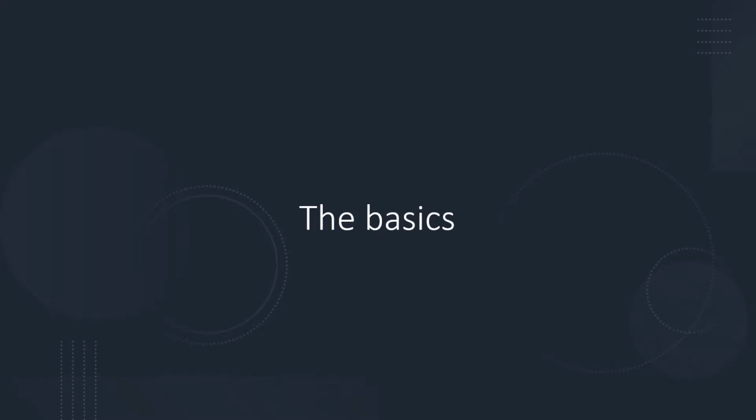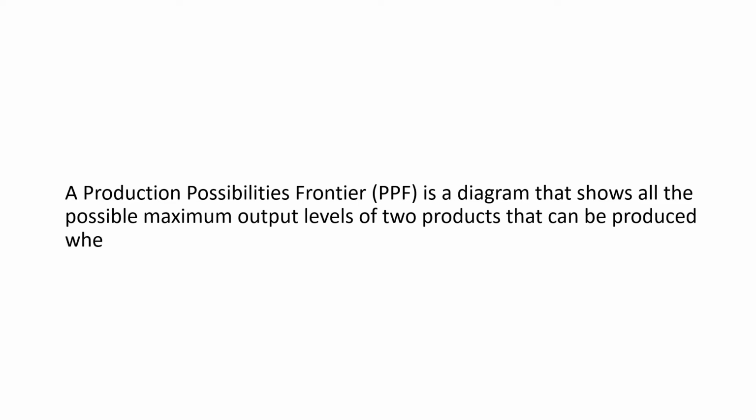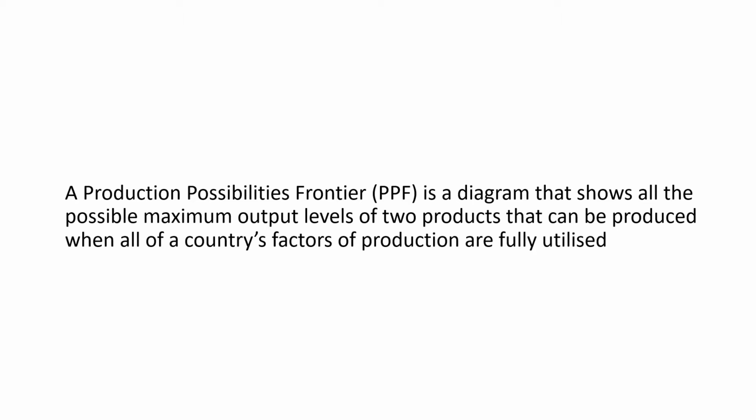So let's start off with the basics, which is normally a definition. A production possibilities frontier, or PPF, is a diagram that shows all the possible maximum output levels of two products that can be produced when all of a country's factors of production are fully utilized. That's your definition. So a production possibility frontier is a diagram that shows the maximum output combinations of two products that can be produced when all your land, labour, capital and entrepreneurship is fully used.